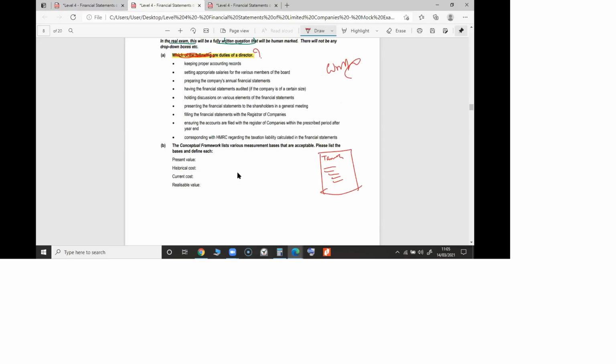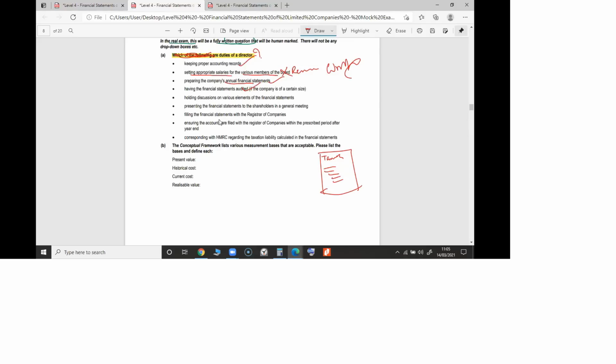Let's check it out. Keeping proper accounting records, definitely, without any doubt. This is the duty of directors. Then they said setting appropriate salaries for the various members. Now, this is the duty of the remuneration committee, if you have one. This is not the duty of the board of directors. Preparing the company's annual financial statements, definitely the finance director or the directors are responsible, and auditing as well.